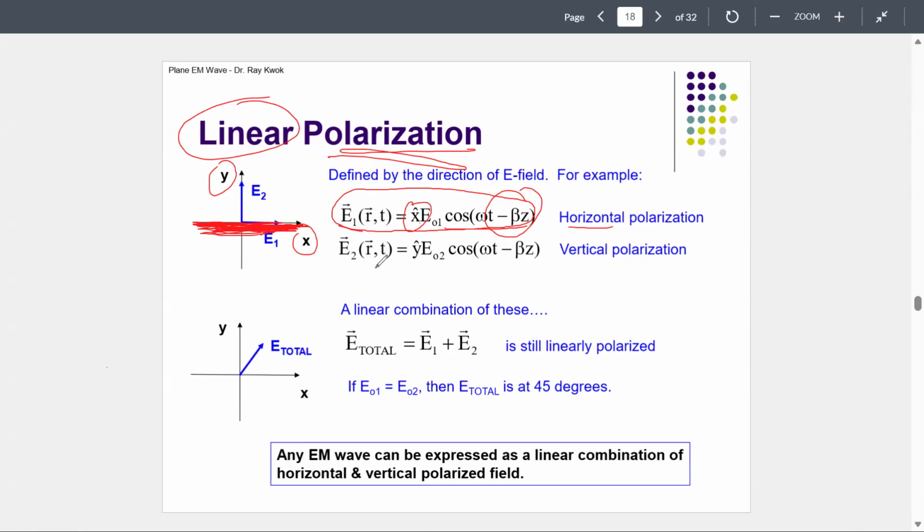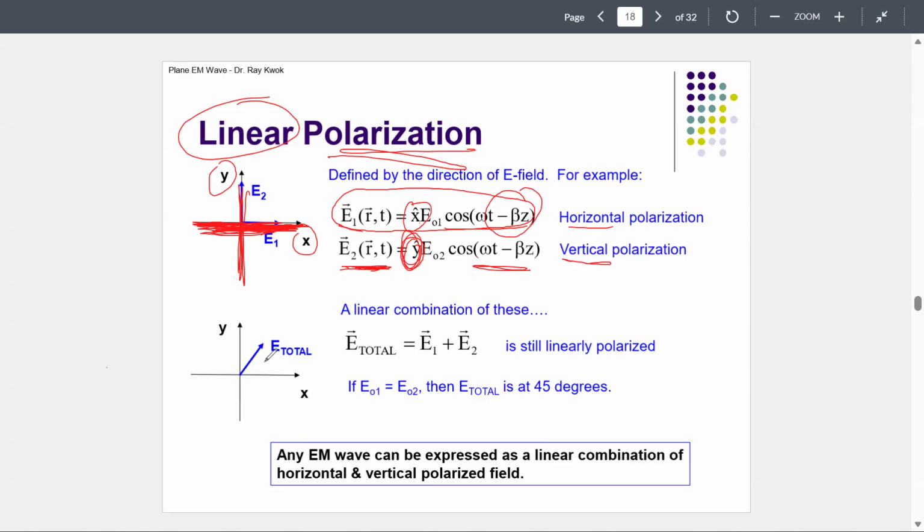If I have the second electric field, which is oscillating along the y direction, but also propagating out the z direction, then the electric field is oscillating up and down, and also going out of the page to you, right? It's still a linear polarization in this case because it's oscillating vertically. We call it a vertical polarization.